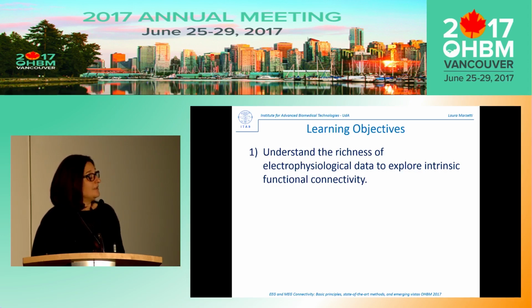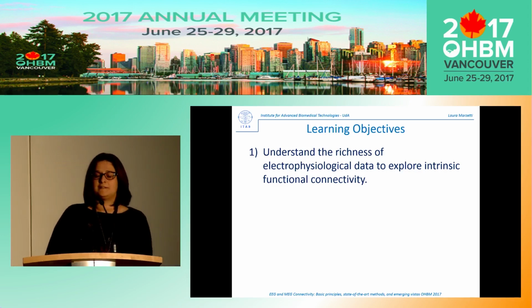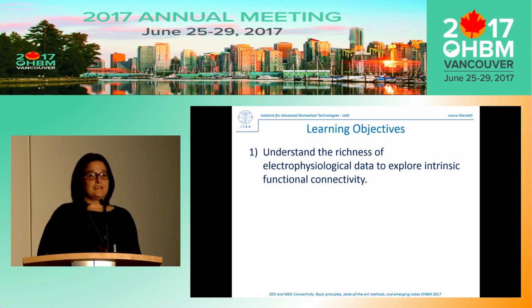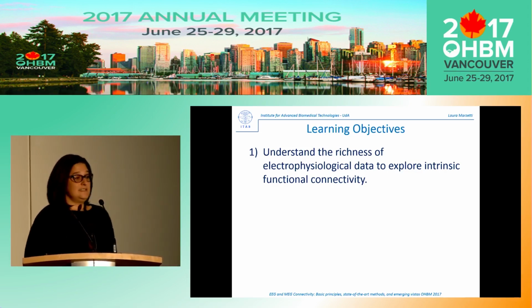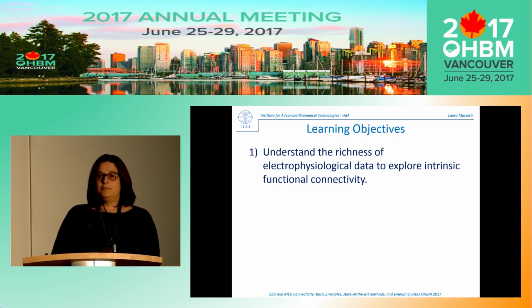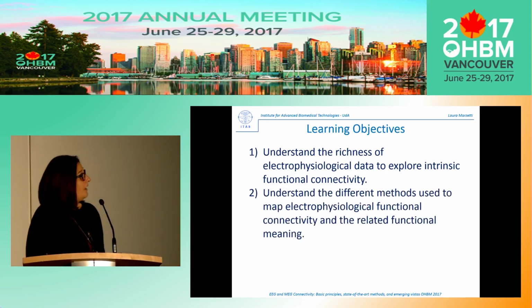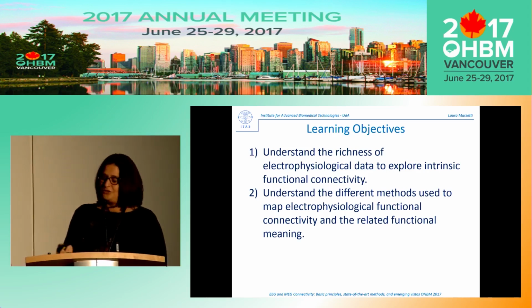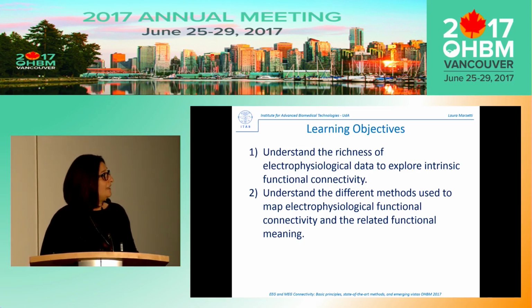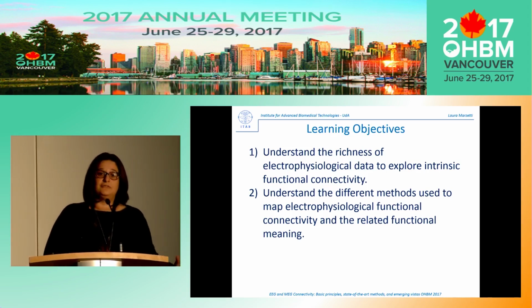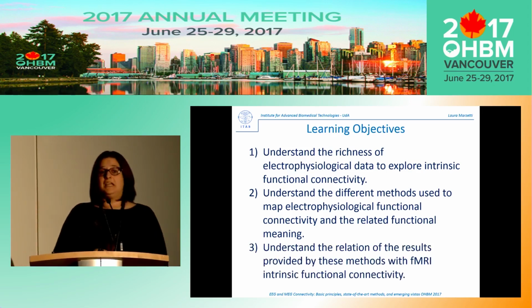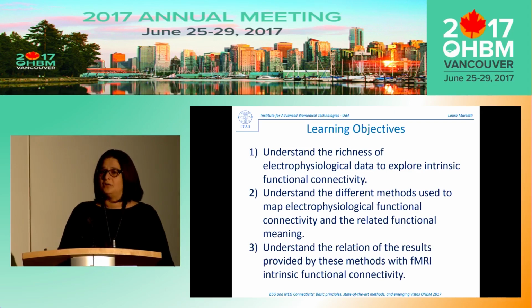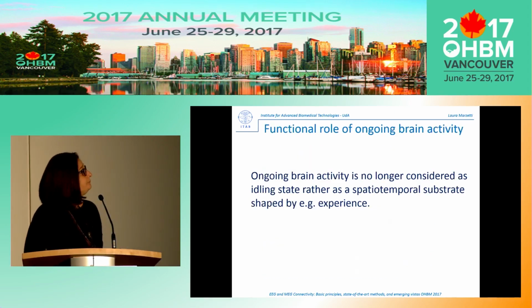The first one, already touched upon by other speakers today, concerns the richness of electrophysiological data in general and MEG in particular, and how this can be used to extract important information in intrinsic connectivity. Then I will talk about the different methods that MEG data can offer to approach the problem and to look into different spatial and temporal details. And finally, I will relate the MEG findings to the well-known fMRI findings in this respect.